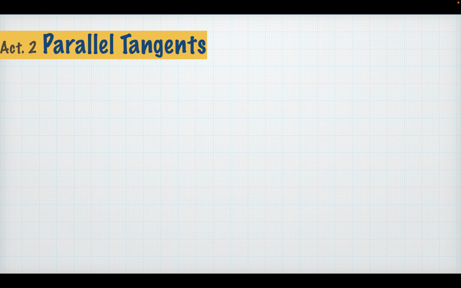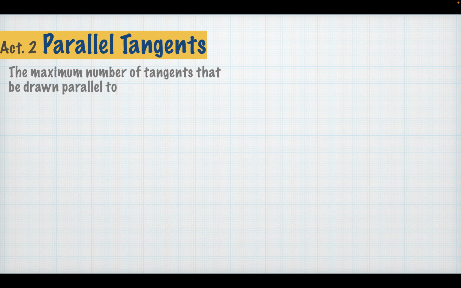which is parallel tangents. So in this activity we want to see how many parallel tangents we can draw to a circle. Is there a limit, or can we have as many tangents as we want? We can have as many tangents as we want, but can we draw as many tangents as we want that are parallel to each other? Well, this activity tells you that no, you cannot. At most, you can have only two tangents that are parallel to each other. So there are only two tangents at most that are parallel to each other to a circle.